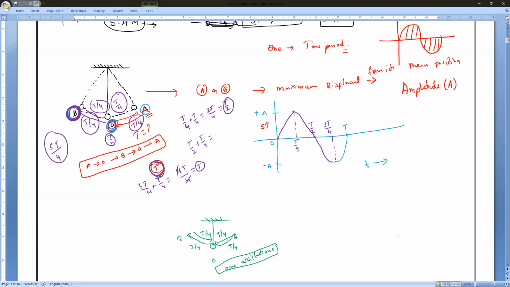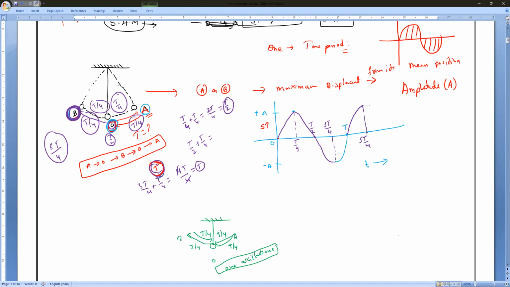Now, second oscillation. Again it will go O to A. Now tell me what is the time period. Again you add T by 4. So T plus T by 4, how much? 5T by 4. Am I right? Speak, everybody. Yes, 5T by 4.